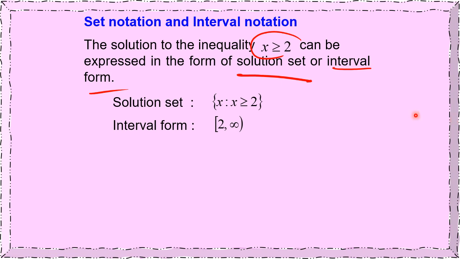For the interval form, for this one, it's more than or equal to 2, so it's 2 and above. It must start from 2 up to infinity. So we have a semi-open interval: closed interval at 2 and open interval at infinity.